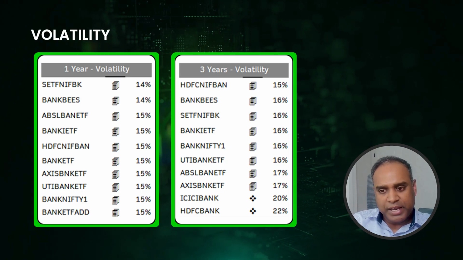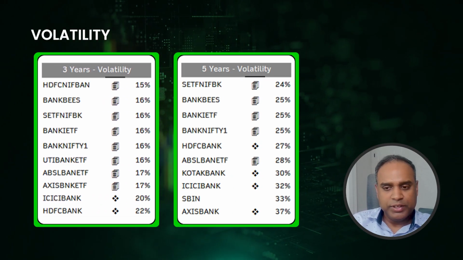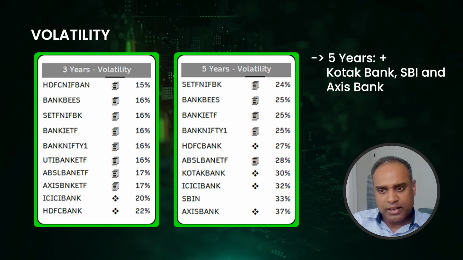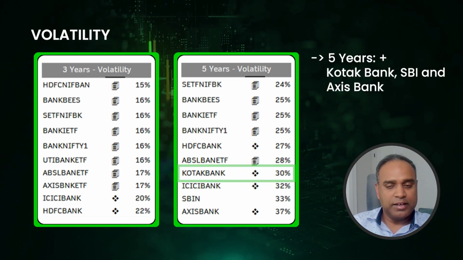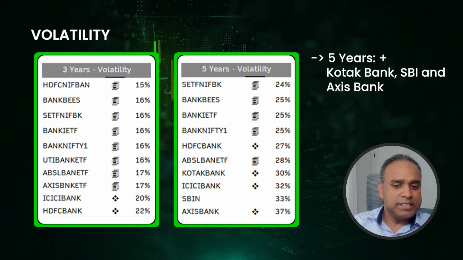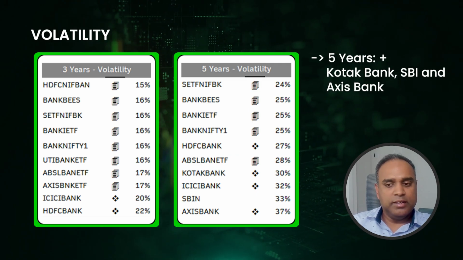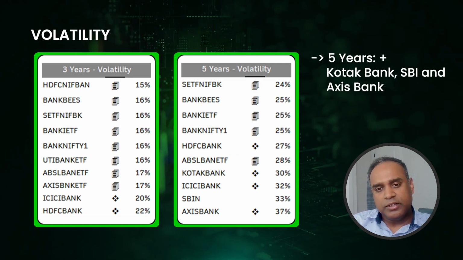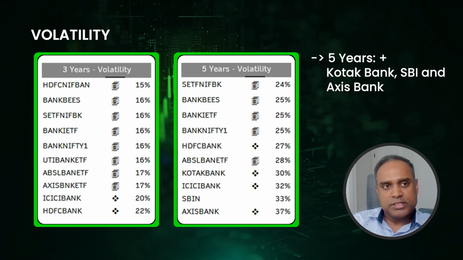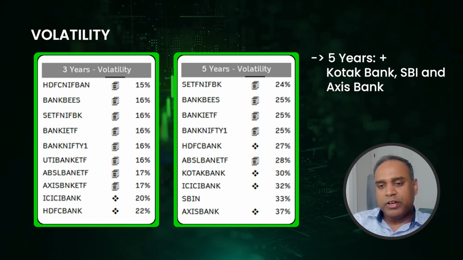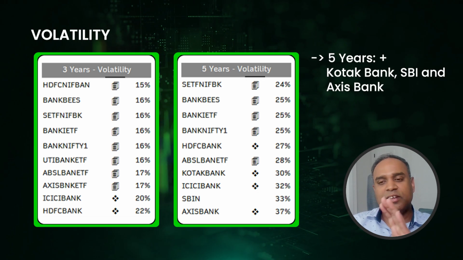And then there are a few other banks. If you look at the long-term window, 5 years, State Bank, Axis Bank, and then also Kotak Bank come into the mix. But ICICI and HDFC clearly stand out in terms of being more consistently stable in terms of the fluctuation.